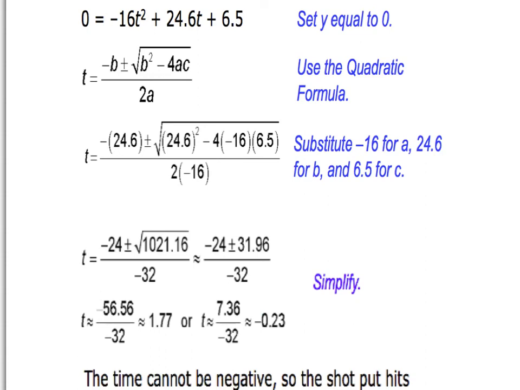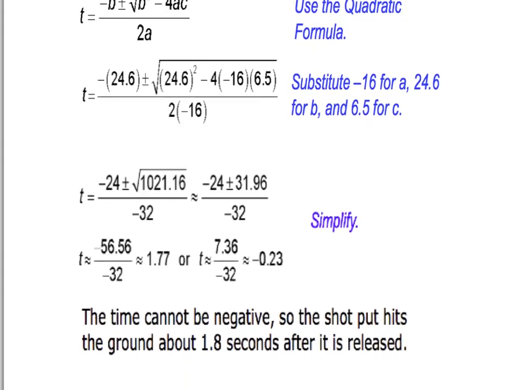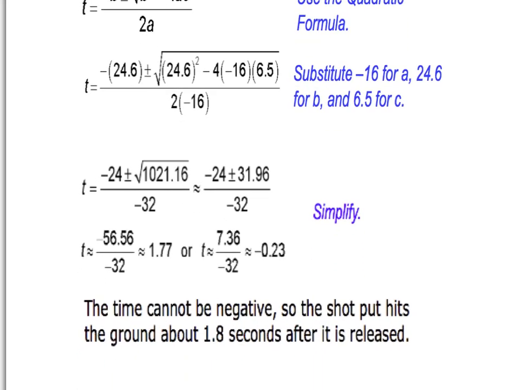Now, guys, we're talking about time. Is it possible for the shot put to be in the air 1.77? Well, you betcha, that is possible. Is it possible for our shot put to be in the air negative 0.23? No, it isn't. Okay, so what does that tell us? Well, the time cannot be negative, so that means this one is out the door. So that means, and we're going to round this to the nearest tenth, our shot put was in the air for 1.8 seconds.